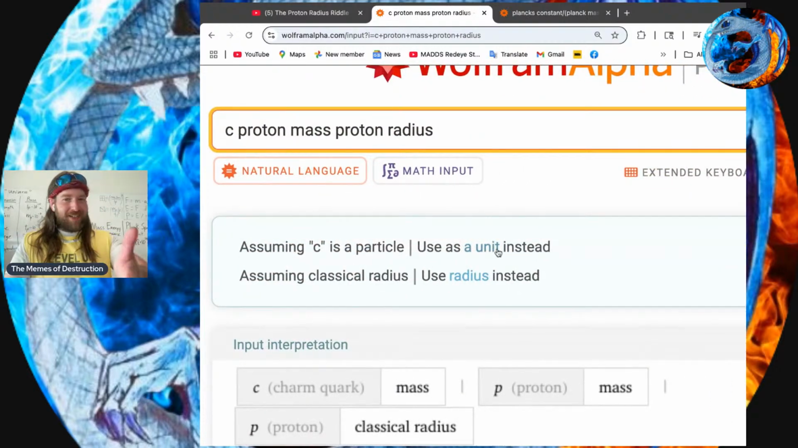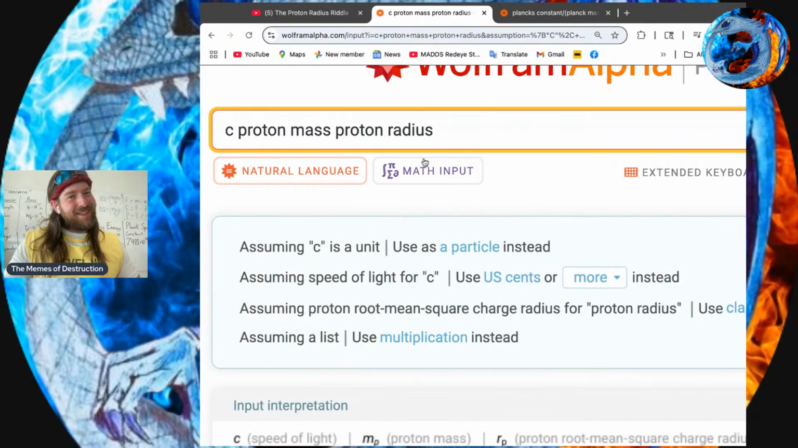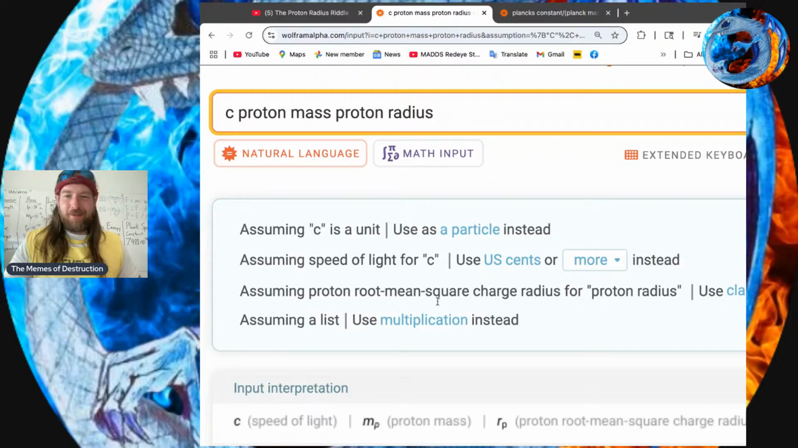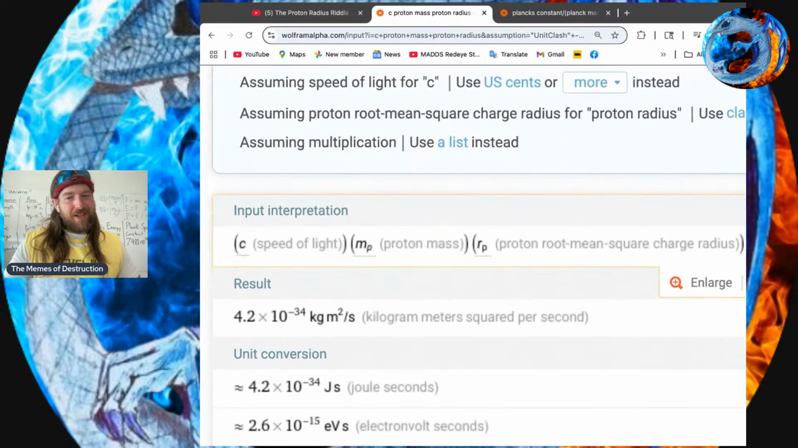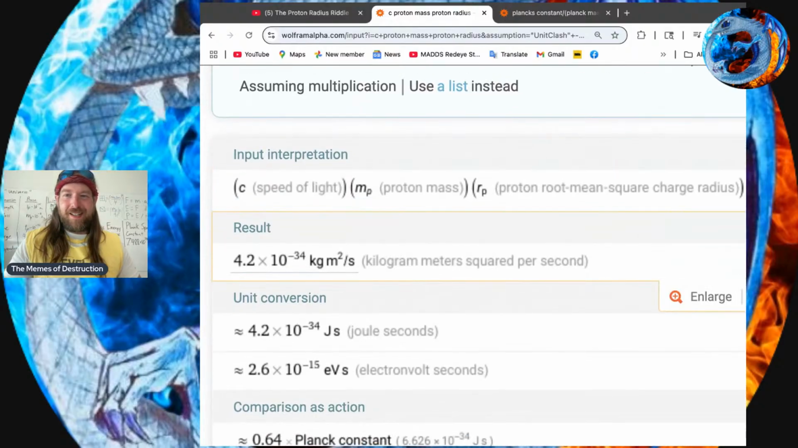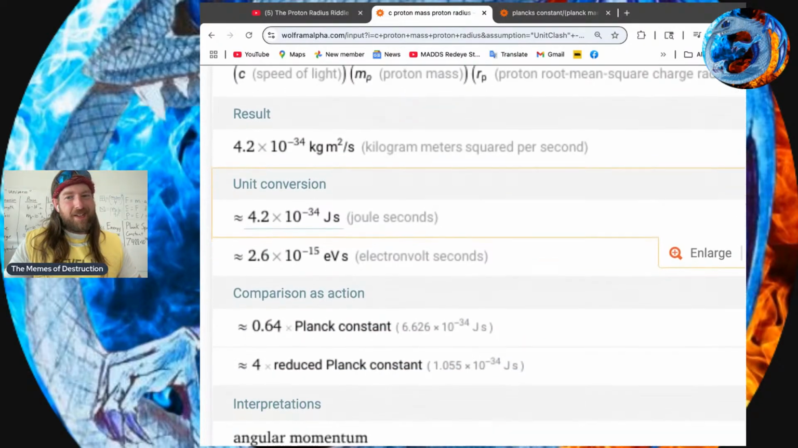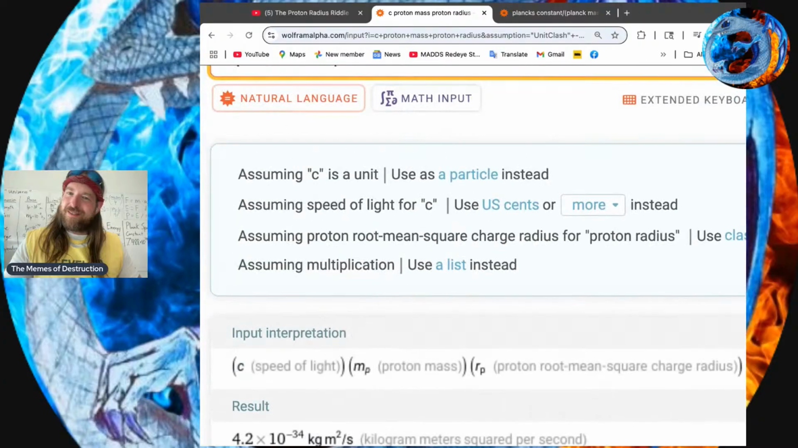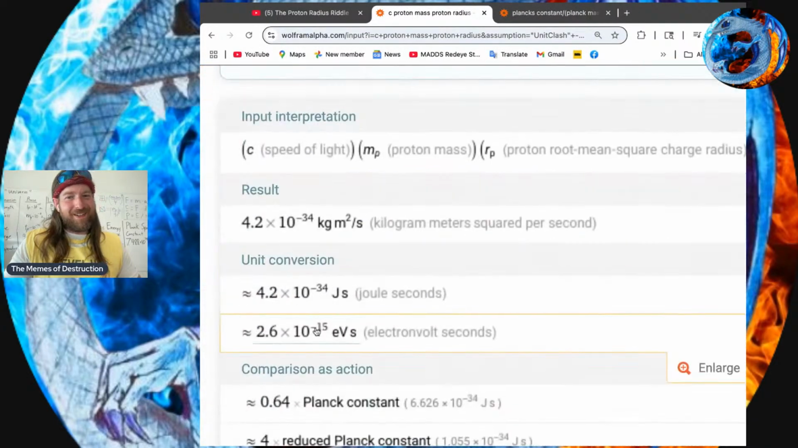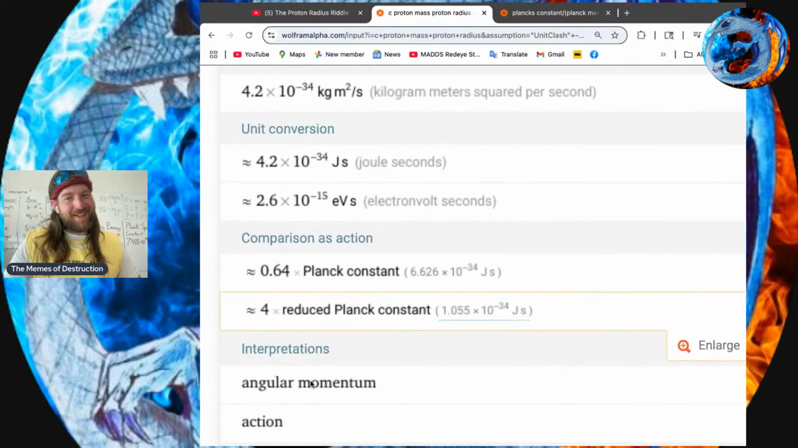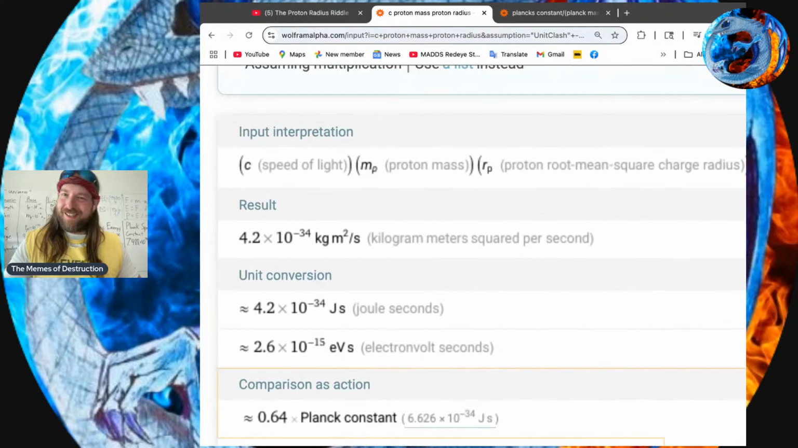What do we got? Oh, it's giving us, yes, because people always put these series of digits in. So we're going to assume C, rather than being a particle, is a unit, aka the speed of light. Okay, root mean charge, rather than a list, we want multiplication. All right, so as we can see here, yeah. Oh, that's interesting. Oh, so it literally is a 4 factor there. Oh, I guess that's where that comes from. Oh, that's very cool.